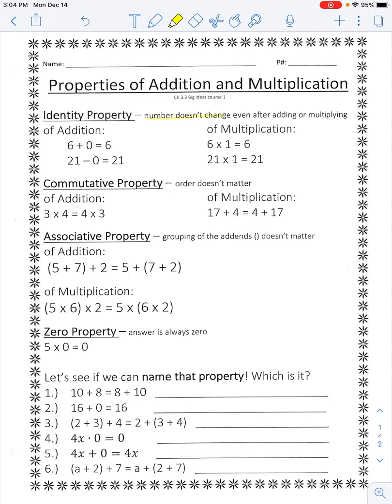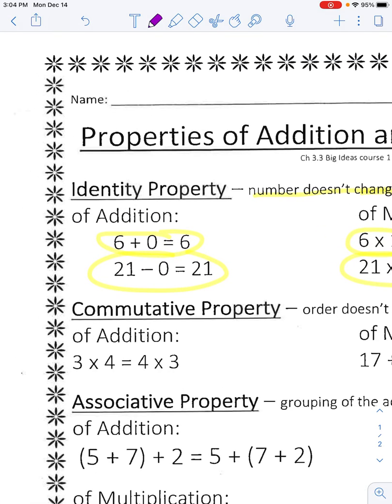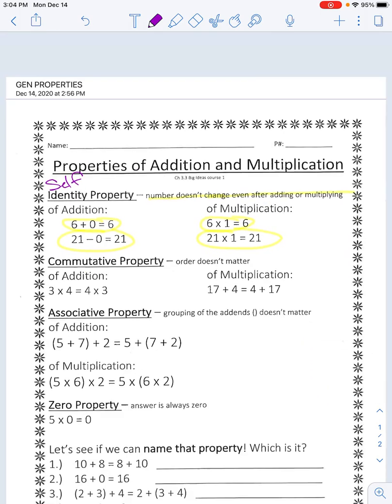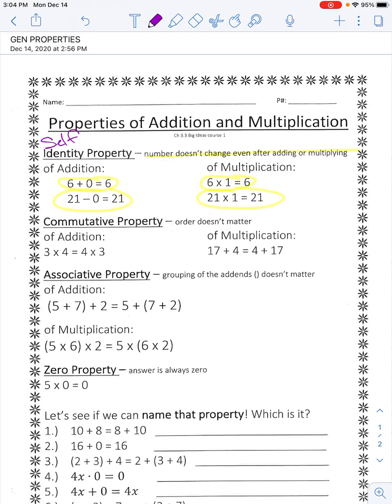numbers, the number doesn't change even after multiplying or adding. So anything times itself is the same. It doesn't change. So 6 times itself is 6. 21 times itself is 21. In adding, anything adding or subtracting with 0 is itself. So identity, think of the word self. Maybe write that in. Anything times 1 is itself. Anything added or subtracted to 0 is itself.